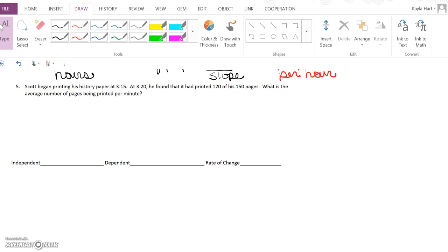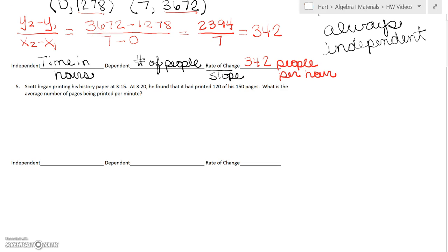Okay, then for the second problem, we have Scott began printing his history paper at 3:15. At 3:20, he found that he had printed 120 of his 150 pages. What is the average number of pages being printed per minute? So first of all, the independent, once again we have time, and this would be time in minutes, since we're going by minutes. The dependent would be our number of pages that have been printed.